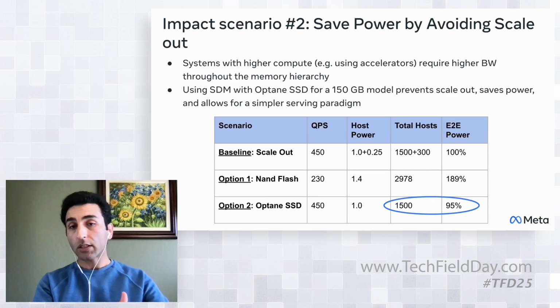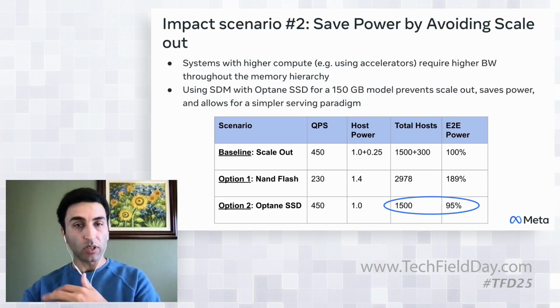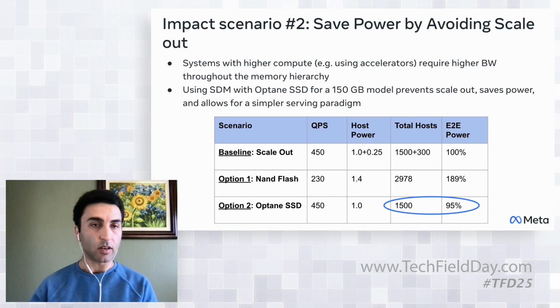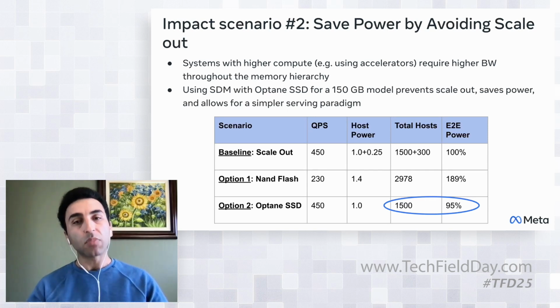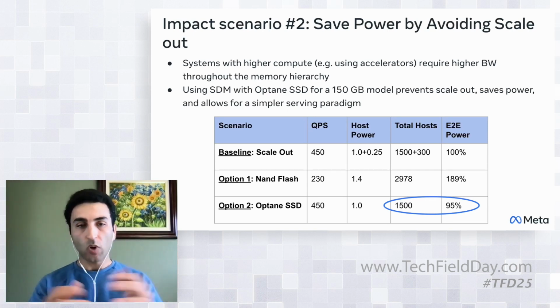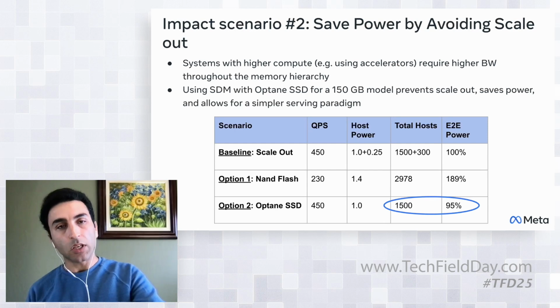we can match the QPS and still load the model, avoid the scaling out, and as a result, essentially save all the extra power that we would have consumed by scaling out and going to a different tier of host for memory capacity. That allows us to save about 5% of end-to-end power with such a solution. And a byproduct of that is that the serving system is much simpler, because a query just goes to one host and it's done, rather than scaling out and spreading to another set of tiers and the complications that come with that.